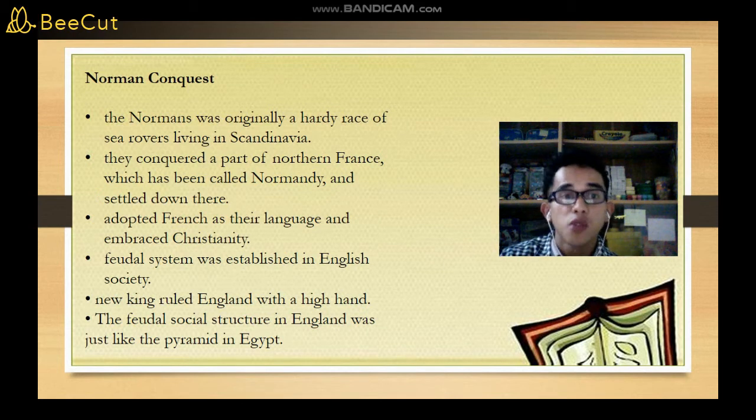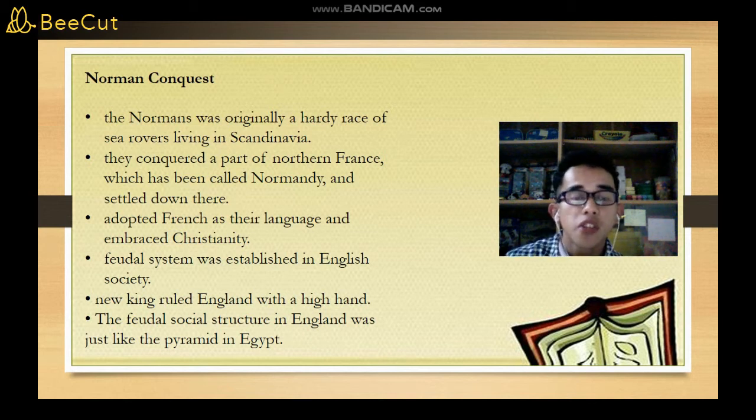The Normans were originally a hardy race of sea rovers living in Scandinavia. The Normans conquered a part of northern France, which has been called Normandy, and settled down there. They adopted French as their language and embraced Christianity. The Duke of Normandy, William the Great, was an able military leader and statesman.